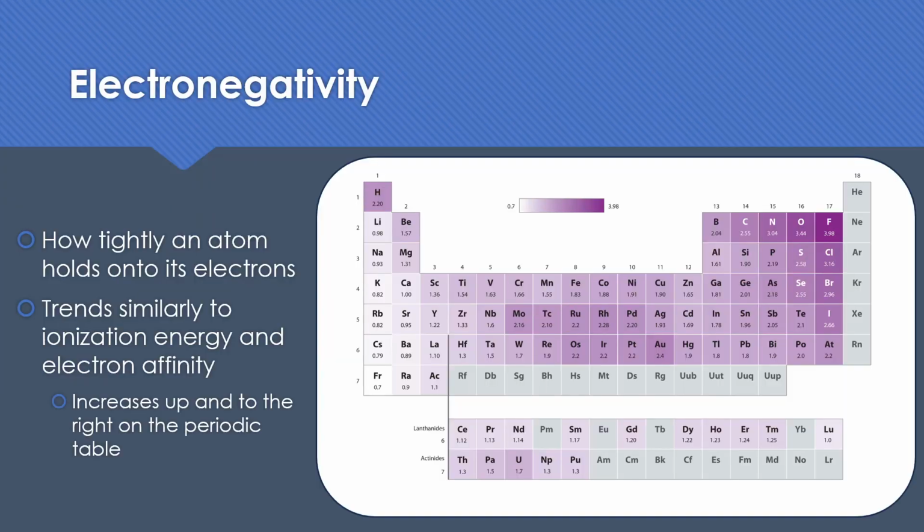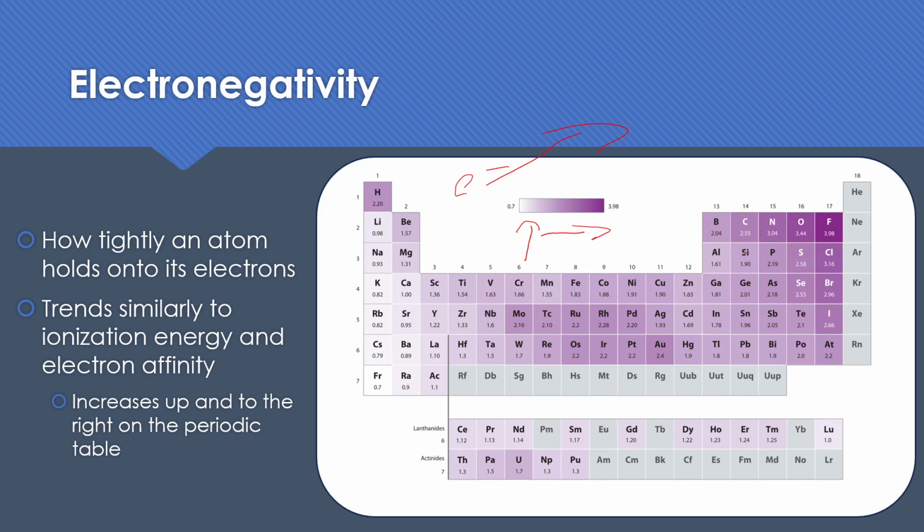All right, let's talk about electronegativity and polarity. So, electronegativity is basically how tightly an atom is holding on to its electrons. And it has the same trend as ionization energy and electron affinity. So, it increases as you go up and as you go across. So, electronegativity increases going that way.